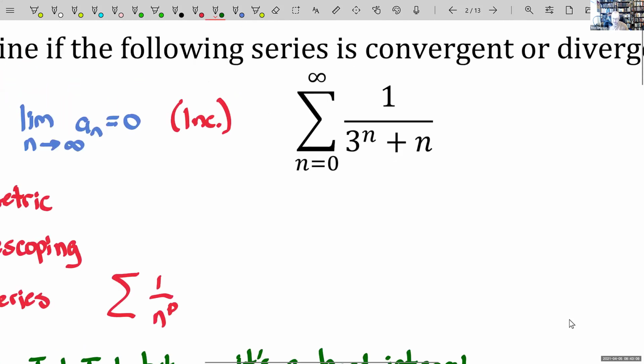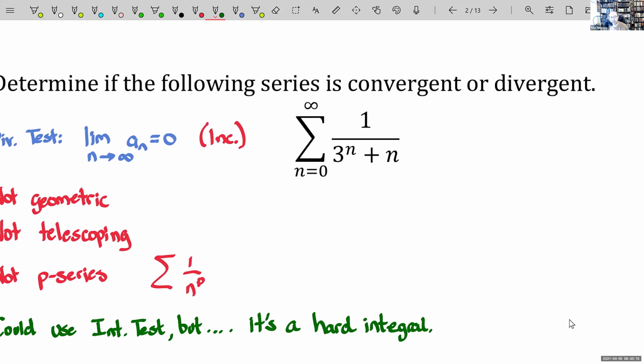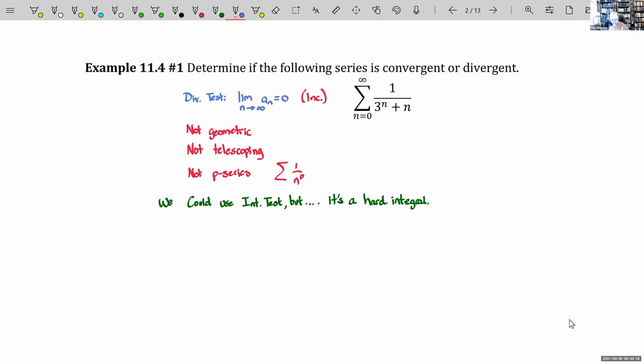So instead, I'm going to try to do a comparison. I'm going to try to compare to an easier series. So let's build a comparison.